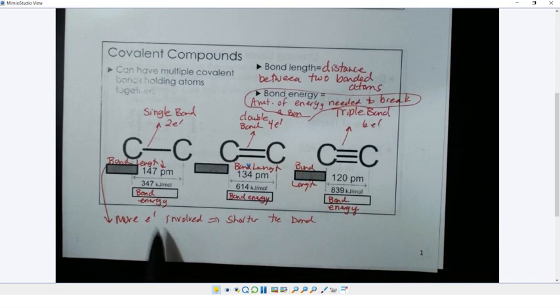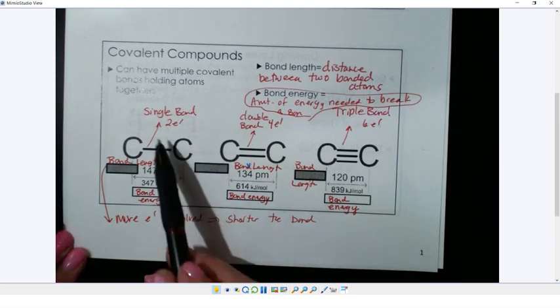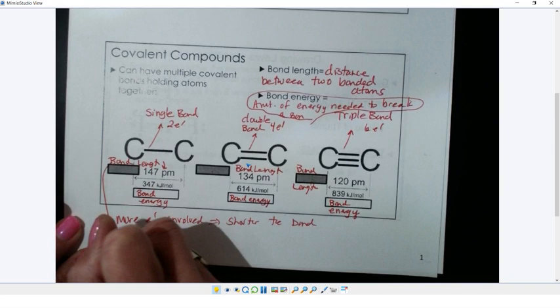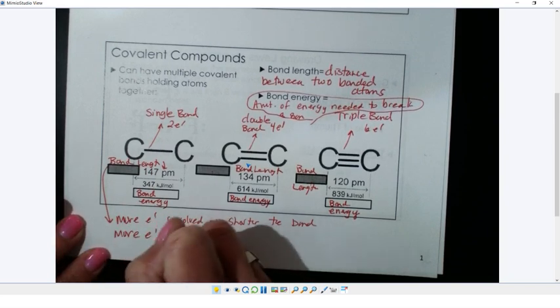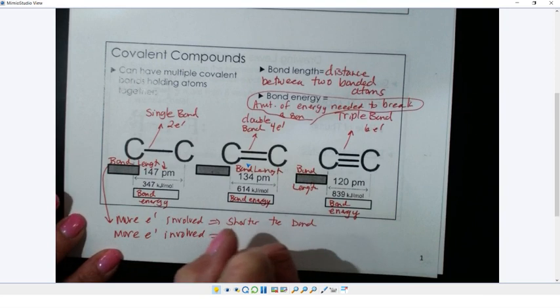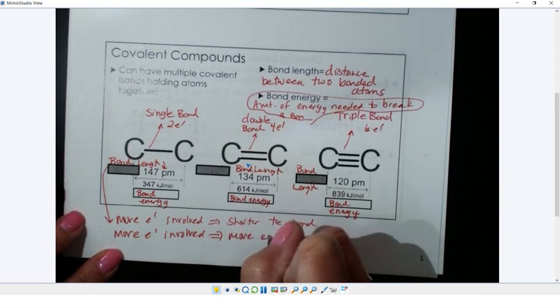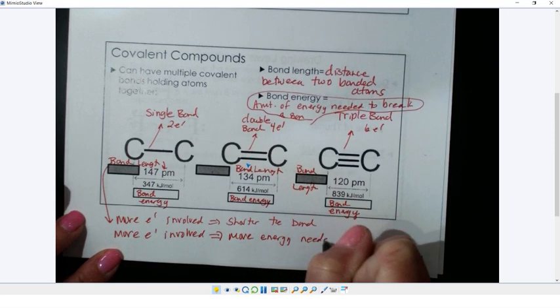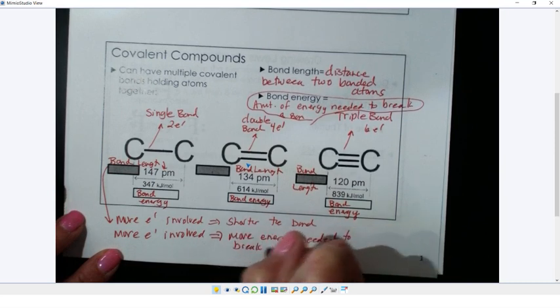So as you go from a single bond to a double bond to a triple bond, what happens to the bond energy? It increases. So the more electrons you have involved in chemical bonding, the more energy needed to break the bond, okay? Or released when the bond is broken, okay? So as you go from 2, 4 to 6 electrons, so let's say more electrons involved, more energy needed to break the bond.